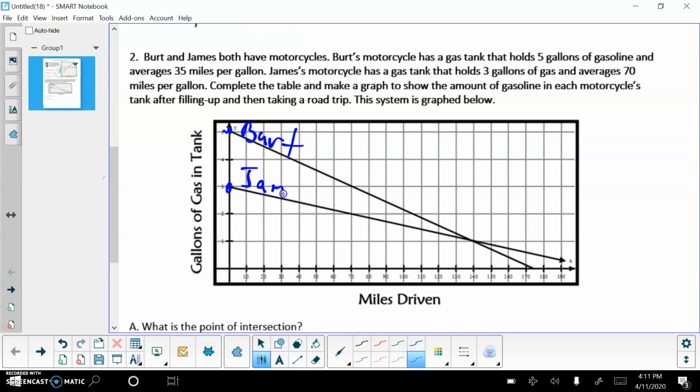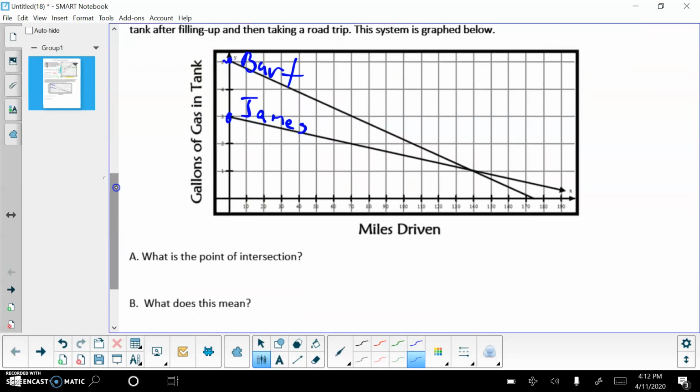So I'm going to label Bert and James. And then it says complete the table and make a graph to show the amount of gasoline in each motorcycle's tank after filling up and then taking a road trip. This system has been graphed below. Well, we've already got the graph, and we're not really going to worry about the table today. That's going to be on a different one. But what we're going to look at is just the point of intersection and what that means from the graph. So once again, I'm going to highlight this intersection point where they cross.